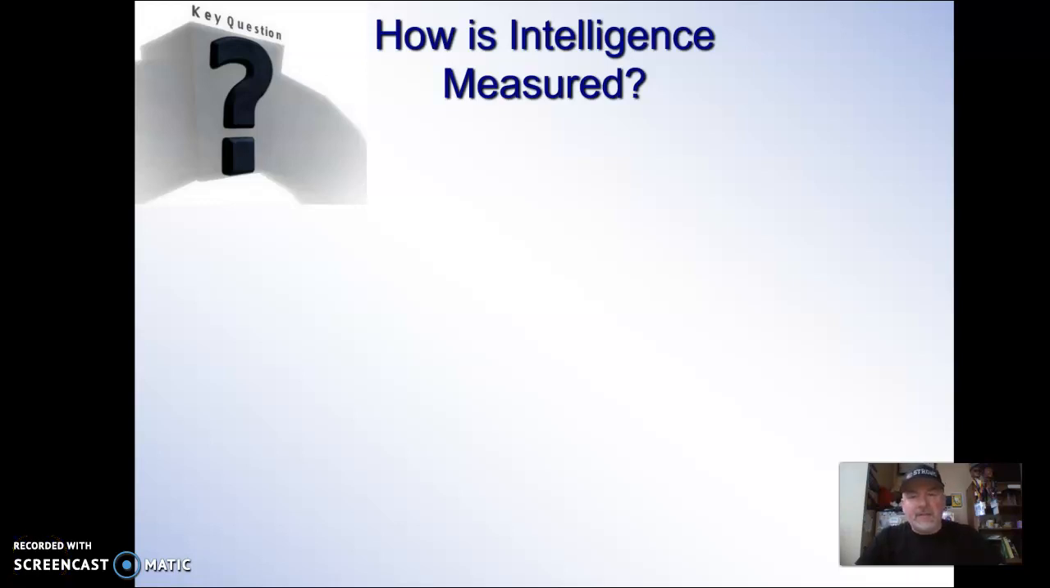Thank you, Mr. Davis, for taking us through Gardner's multiple intelligences and Spearman's single intelligence G. Now we're going to talk about how it's measured. If you see that headline up there, I'm going to take you through this somewhat quickly, but really we're still talking about this even though it was created over 100 years ago.